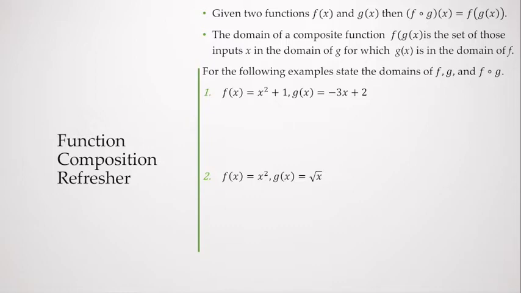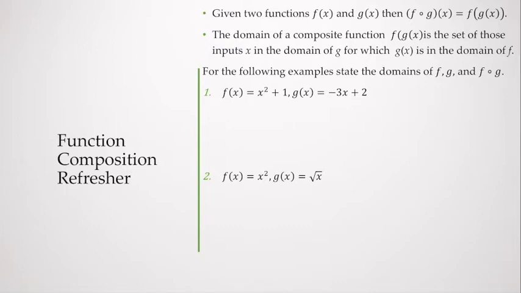So now we're going to focus a little bit more on the domains of composite functions. So the domain of a composite function, f of g of x, is the set of those inputs x in the domain of g for which g of x is in the domain of f. Okay? So what we're basically saying is that x has to be in the domains of both functions, kind of like the intersection, or it won't be included. So let's take a look at these 2 examples.